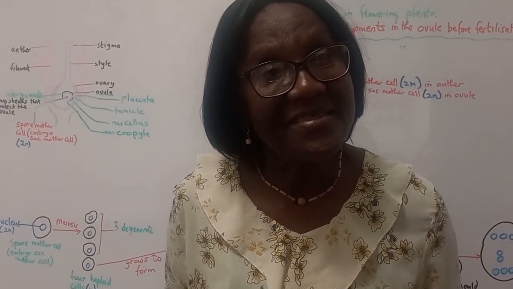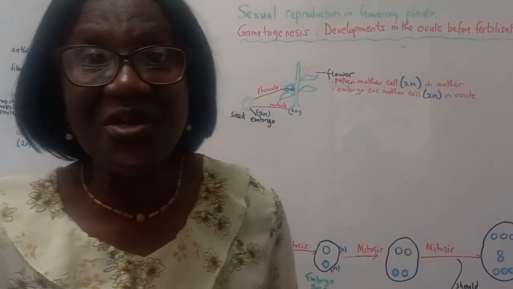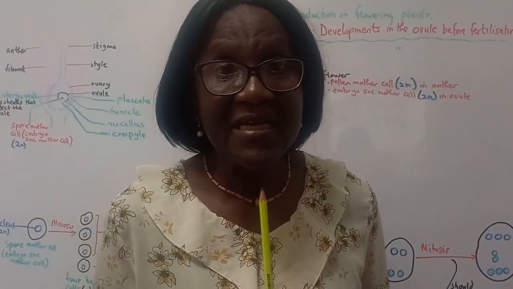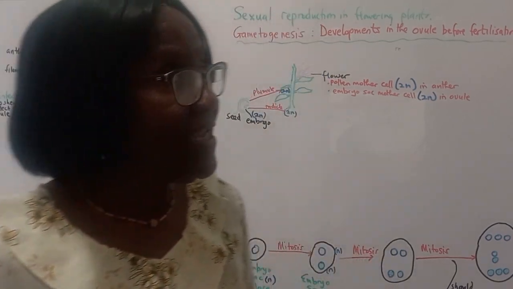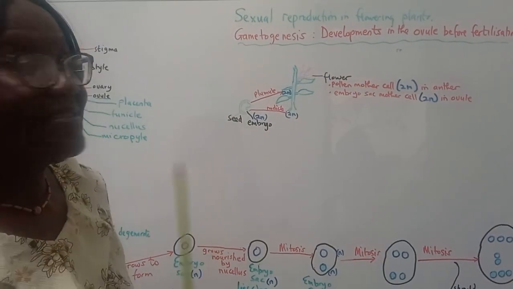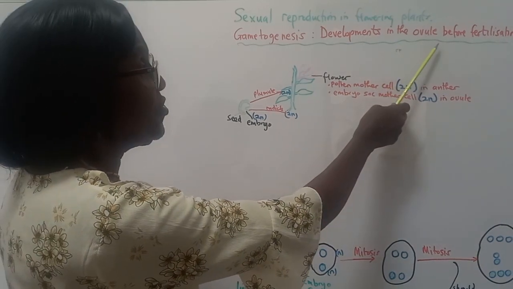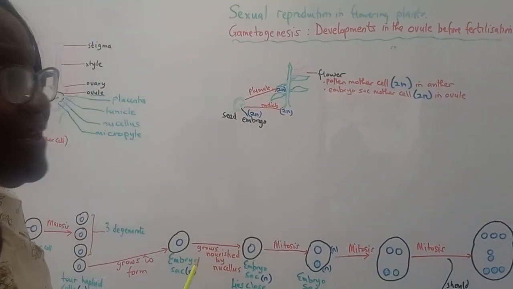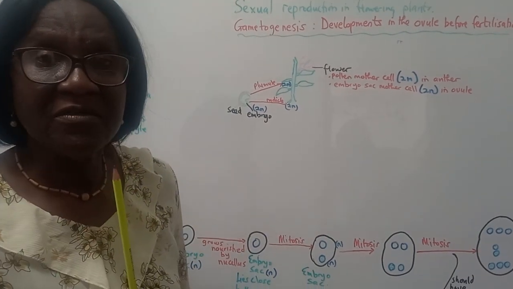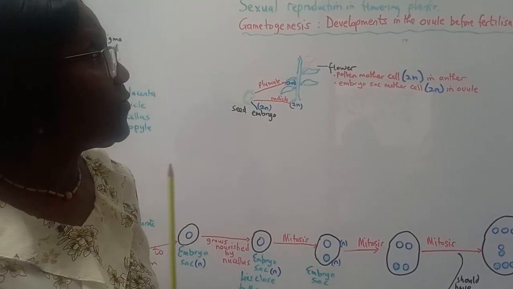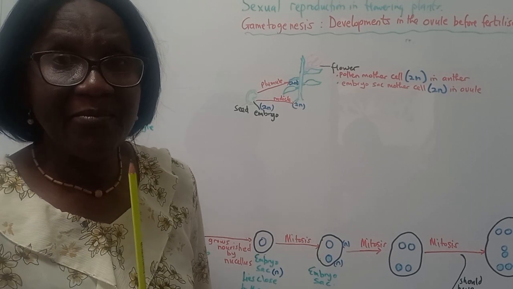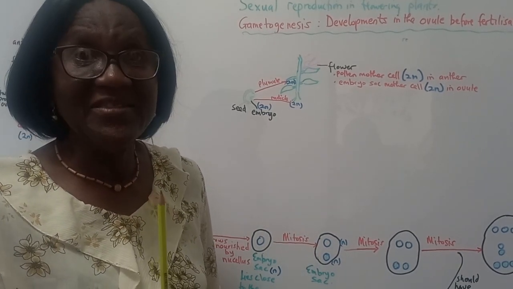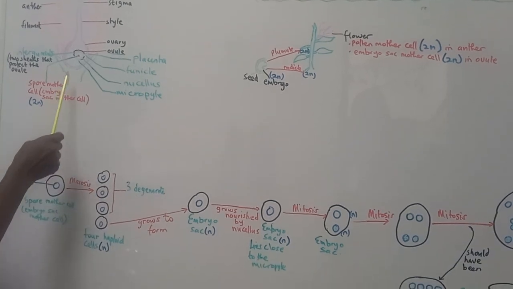In today's lesson, we are still on sexual reproduction in flowering plants, specifically gametogenesis in the ovule. That's developments in the ovule just before fertilization. In our last lesson, we looked at the developments in the pollen grains just before fertilization. Please check. Now, we have the flower here.